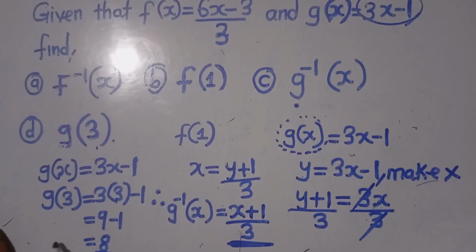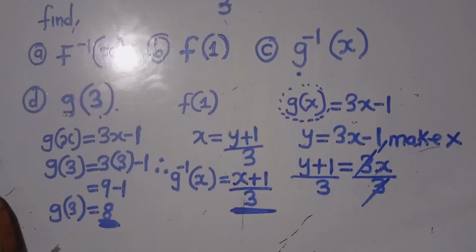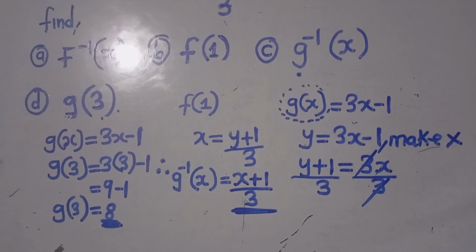So this is to say g of 3 is equal to 8. So this is how you are supposed to work out these questions, and these are the procedures that you need to get and understand. I guess you've learned one or two things, and I believe you've revised.